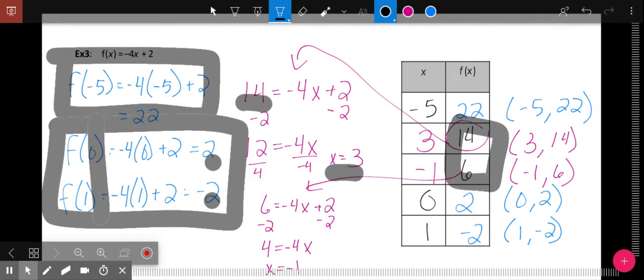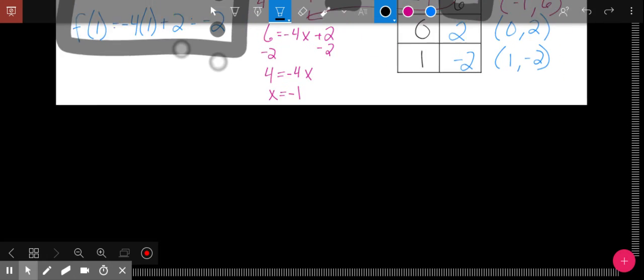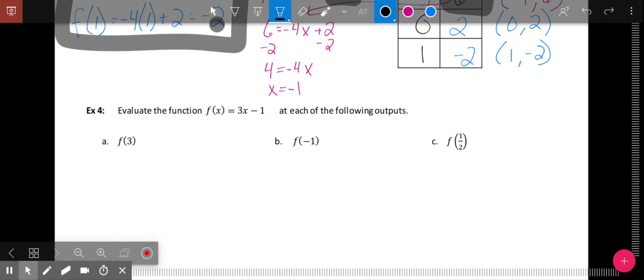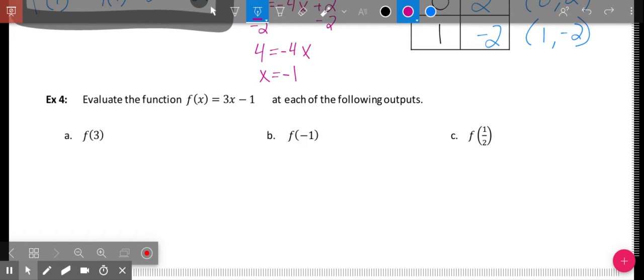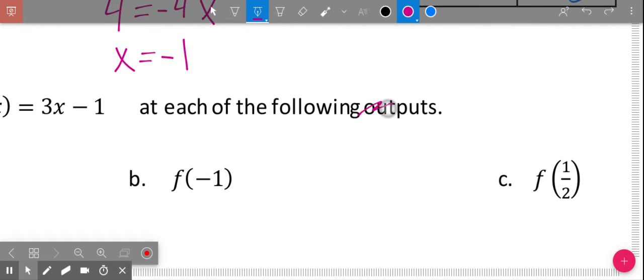All right, so now go on to our last few problems. They're a little bit of review for your quiz tomorrow, because we will be taking that quiz. For this one, we're just remembering some notation. This says evaluate the function f of x equals 3x minus 1 at each of the following outputs. Well, this should all say following inputs. My bad.